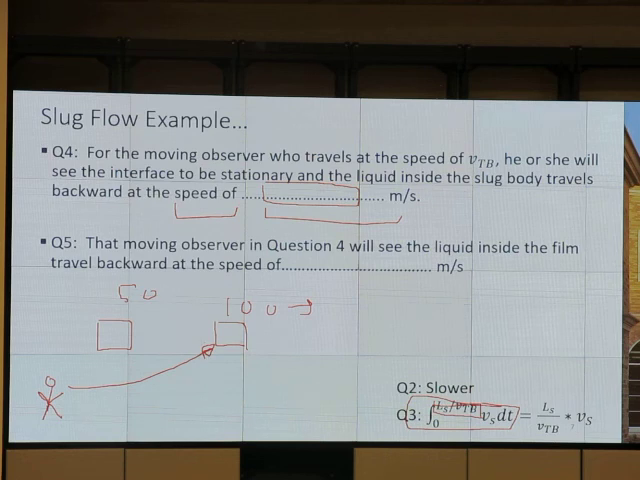Okay. So the moving observer in the car will see the stationary observer move backward at the speed of 100, right? And will see the car in the back move backward at the speed of 50, or 100 minus 50 equals 50. So the perceived or observed velocity, the velocity that the moving observer observes, is the relative velocity. The moving observer doesn't observe the absolute velocity. And probably there is no absolute velocity.